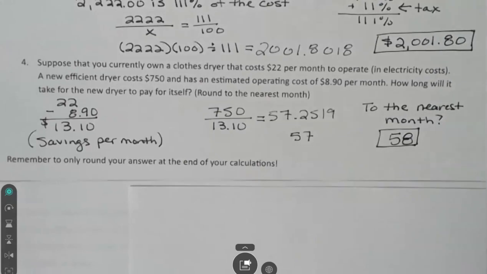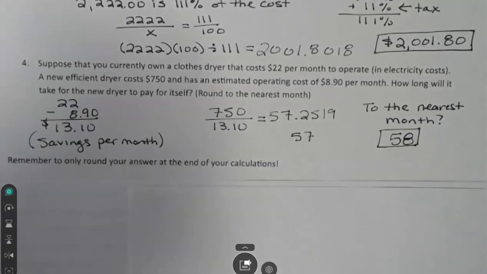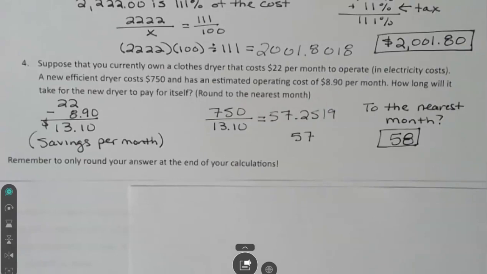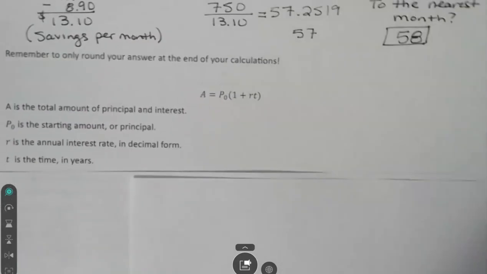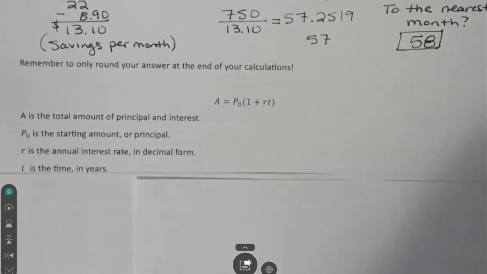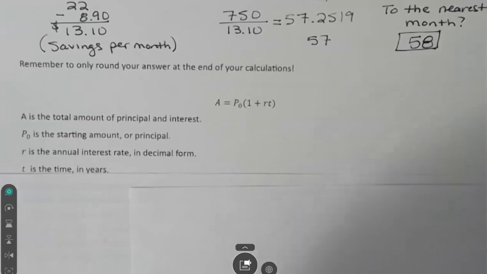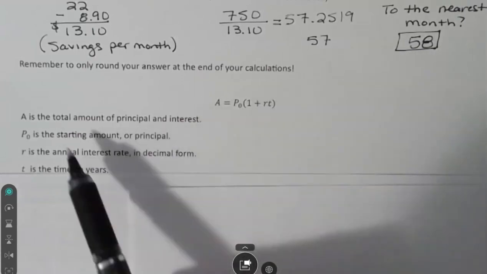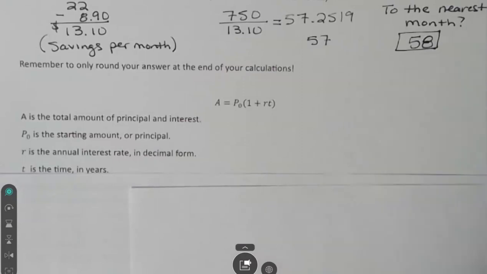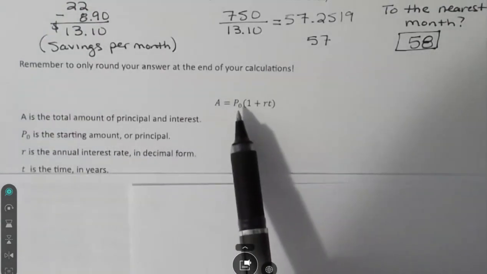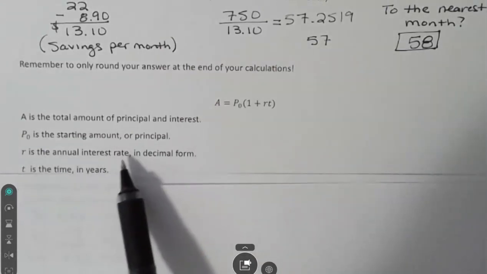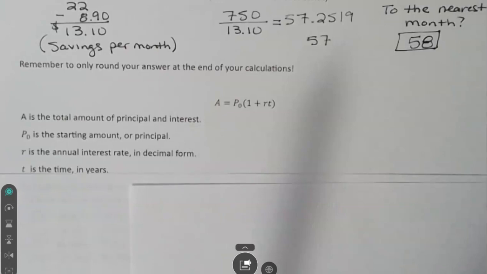One thing I just want to remind you, remember to round your calculations at the end. Don't round along the way multiple times because that can cause problems and give you wrong answers. And finally, I wanted to look at this formula for when you're talking about total amount due. A is the total amount of principal and interest. Like if you're paying back a loan, you take out a certain amount and then you also have interest added to that. And then P is the starting amount, which would be called a principal, P sub 0. And then R is the annual interest rate in decimal form, and T is the time in years.